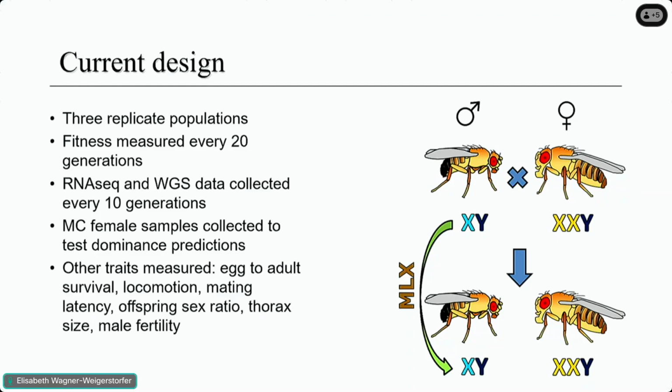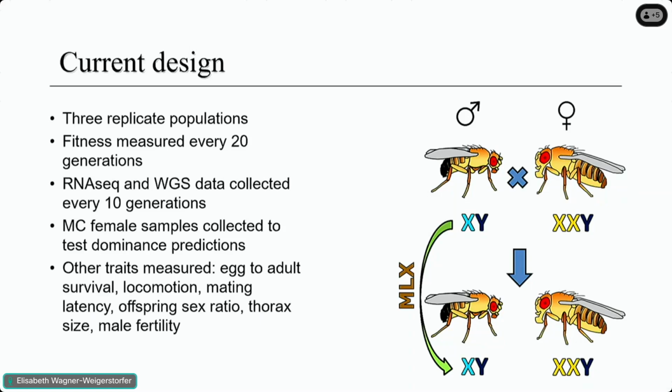And so in the end, we decided to measure a bunch of other traits just so that we could try to figure out what was going on and see if we saw changes in other traits. So at the end of the experiment, because we're not maintaining the lines anymore, we measured egg to adult survival, locomotion, mating latency, offspring sex ratio, thorax size, and male fertility.